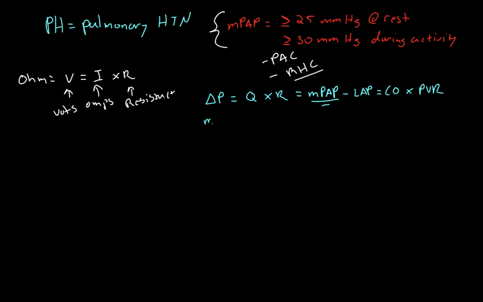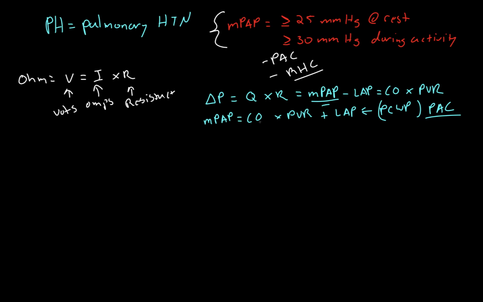So if we move things around, we get our mean pulmonary artery pressure equals our cardiac output times pulmonary vascular resistance plus left atrial pressure. Now, left atrial pressure also means pulmonary capillary wedge pressure, which is also measured with a PAC. But we're just going to use these terms for this presentation. So these are determinants of increases or decreases in your mean pulmonary artery pressure.